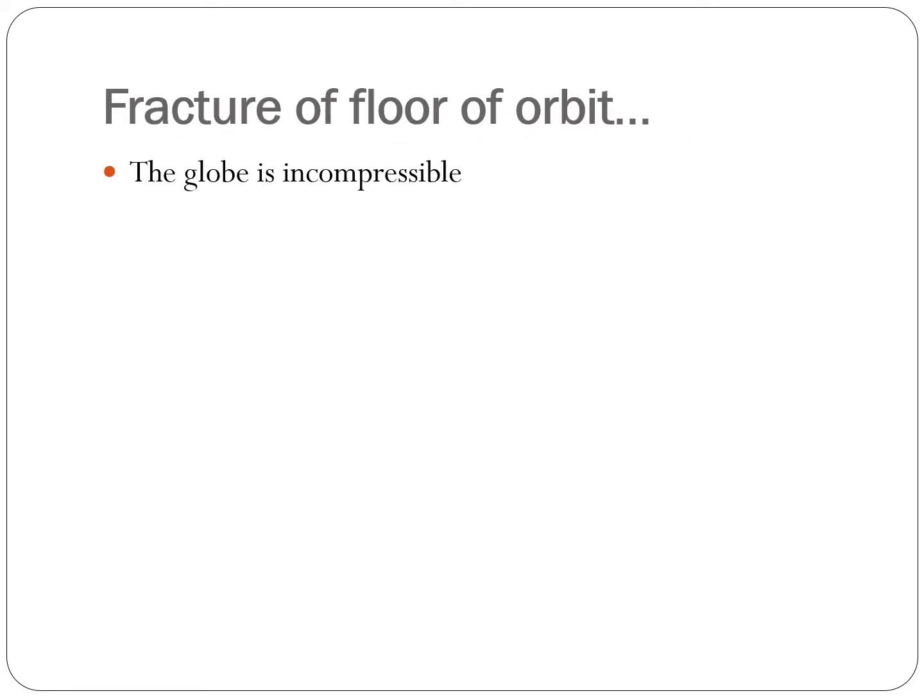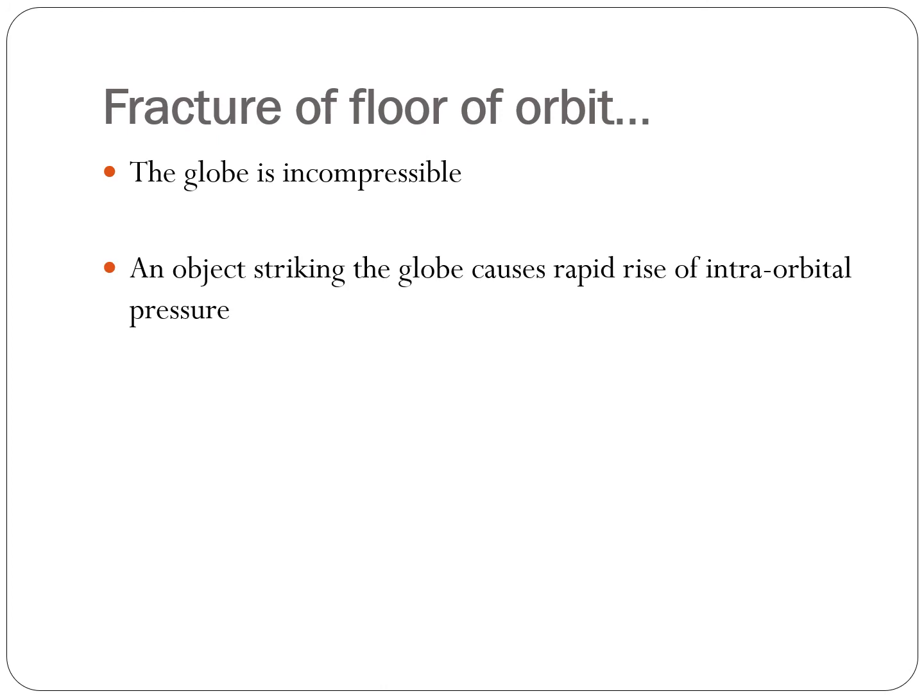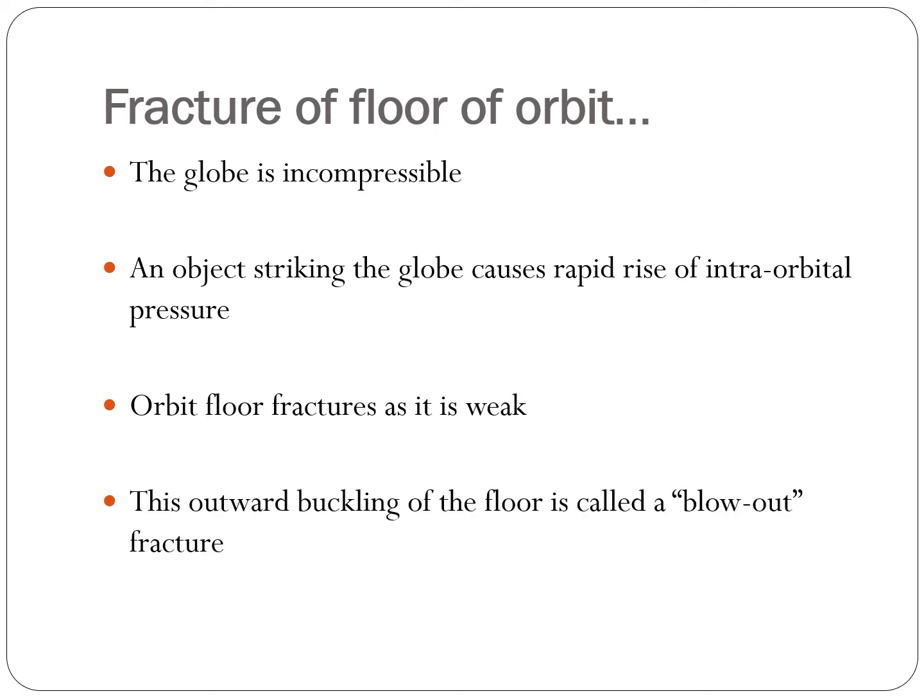So in fracture of the floor of the orbit, the globe is incompressible, and objects striking the globe cause a rapid rise of the intraorbital pressure. The orbital floor fractures because it is weak, as the floor of the orbit is very thin. So the fracture will be there in the floor of the orbit, and the contents of the orbit go towards the maxillary sinus. So that is called a blowout fracture. If the contents of the sinus or the floor of the orbit go towards the eyeball, that means a blow-in fracture.